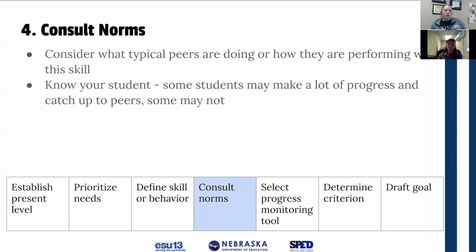Step 4 is to consult your norms. So think about what their typical peers are doing or how they're performing with this skill. Thinking about what the expected growth is in a year for a typically developing peer and adjusting according to your specific student. And knowing your student is important here. We have students who might make a lot of progress in one school year and some that have slower progress. And so knowing how much progress or what level you want them to be at is step 4.